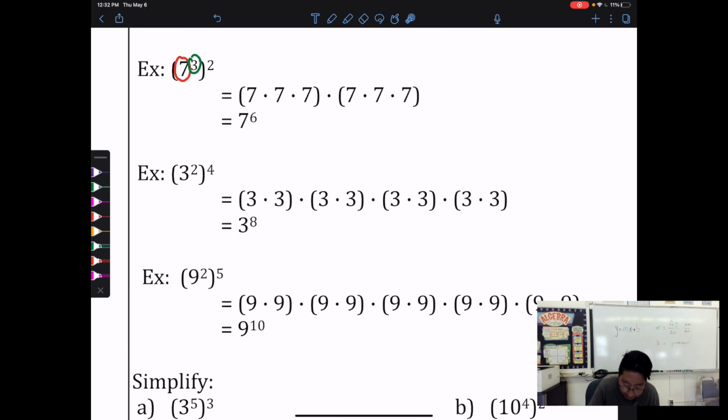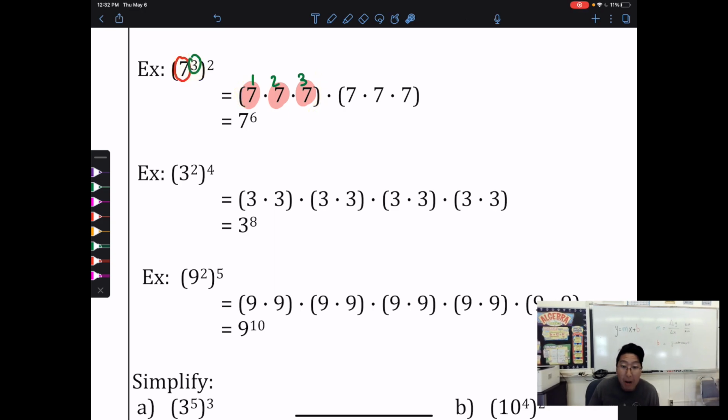So you can see right here, inside the parentheses, we have 7 to the 3rd. So we have 7 times 7 times 7. We have this base multiplied by itself 1, 2, 3 times. Okay? And so now we have everything in the parentheses expanded.